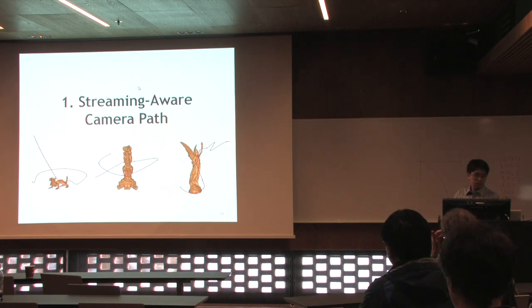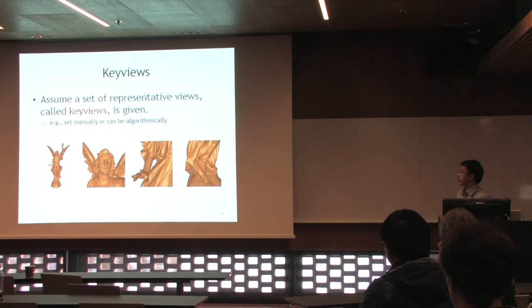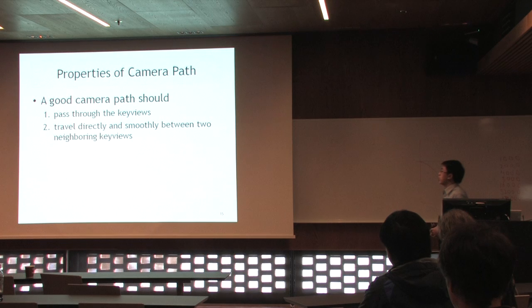First, we start by computing a streaming-aware camera path. We assume a set of key views is given as input. These key views can be set manually or computed using a viewpoint selection approach. The figures show the four key views chosen for the Lucy model. Before we compute a camera path, we need to understand what a good camera path is. Normally, for most applications, a good camera path should have some properties. The first one, the path needs to pass through the key views. Second, the path should travel directly and smoothly between two neighboring key views.